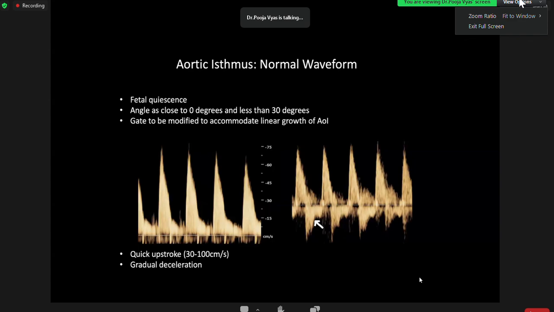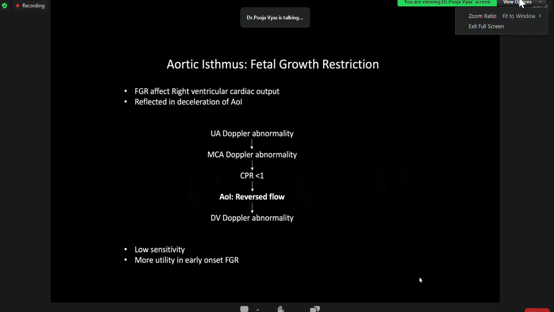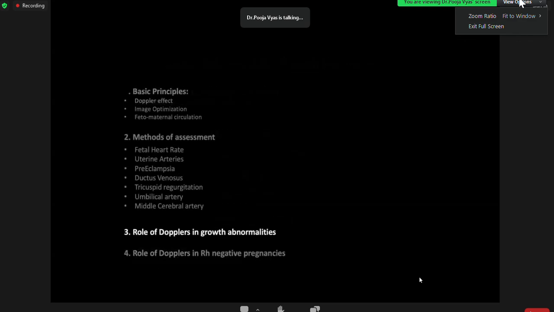Whenever we see a reversal of diastolic flow in the aortic isthmus, it is not a good sign. It is a marker of neurodevelopmental delay, and generally that happens after the umbilical artery has shown a problem, MCA Doppler is not normal, and CPR has already shown reversal, and then we move on to aortic isthmus, which is showing reversed flow, and generally this is of use only in cases of early onset FGR.